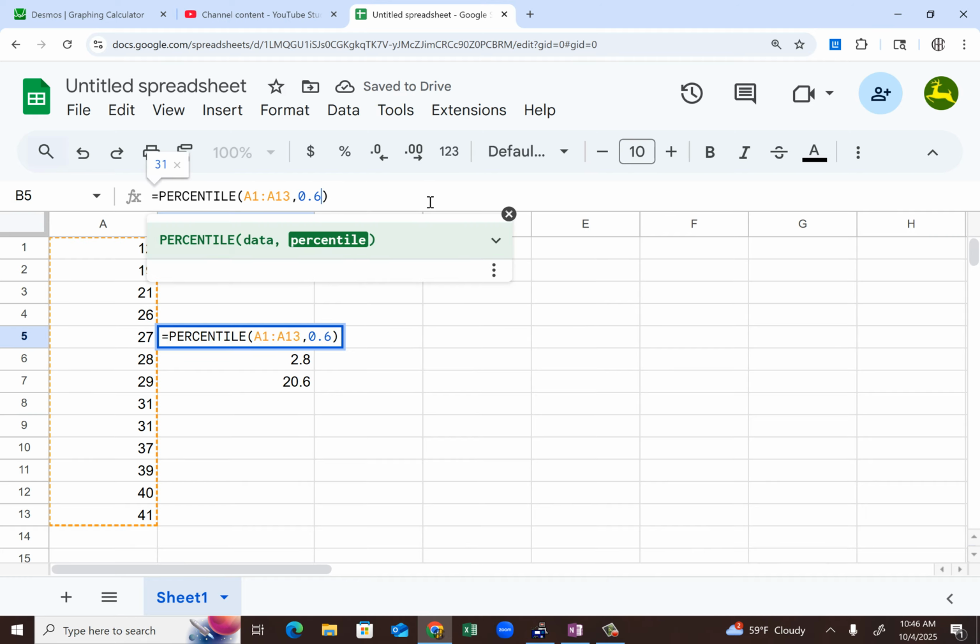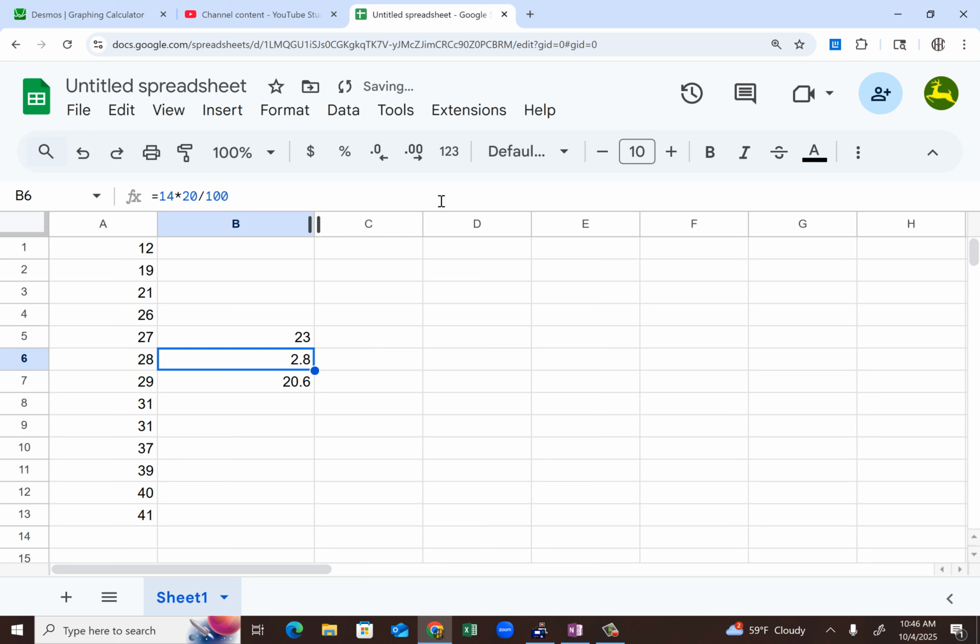But look what the computer is probably going to say, something different, my guess. Oh, it came out with 23. Are we the same? No, we're not the same. We're in the ballpark, but we're not the same. So that's how Excel or Google Sheets is going to do it. Just be aware of that.